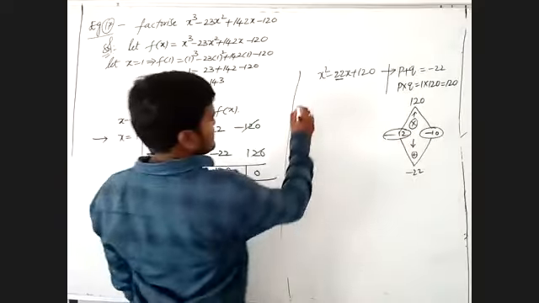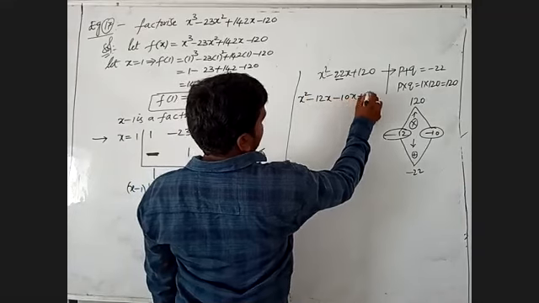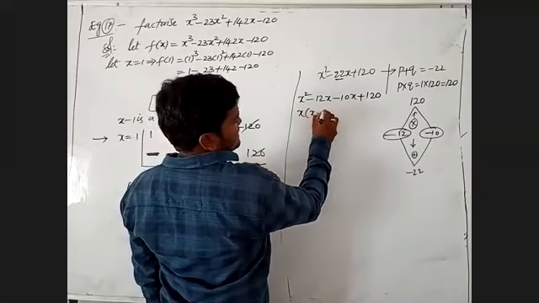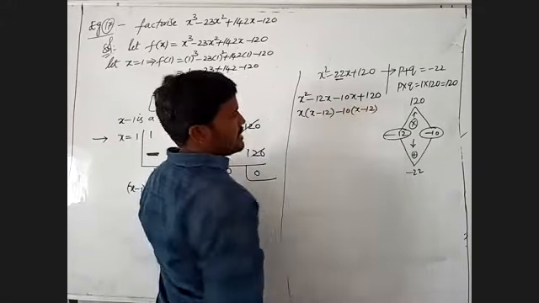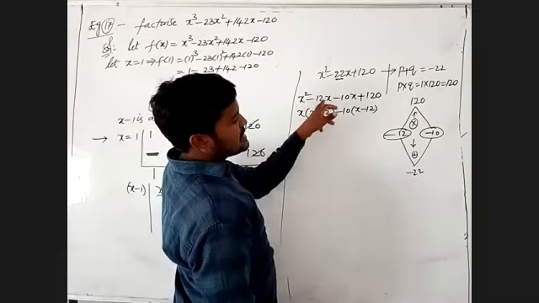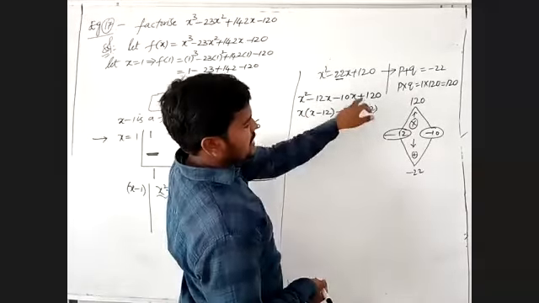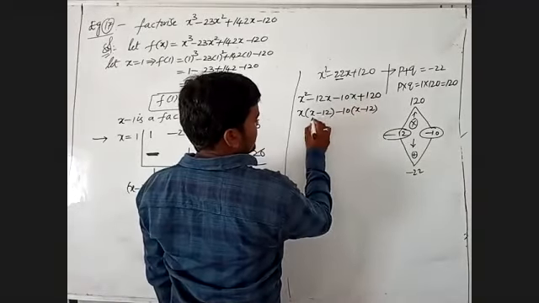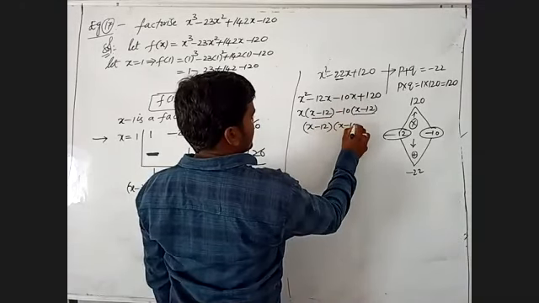That will be written as x square minus 12x minus 10x plus 120. In this one, x is common, remaining is x minus 12. Minus 10 is common, remaining is x minus 12. x into x will become x square. Minus 12 into x is 12x, minus 10 into x is 10x, minus into minus will become plus, 10 into 12 is 120, and the common term is x minus 12, remaining is x minus 10.